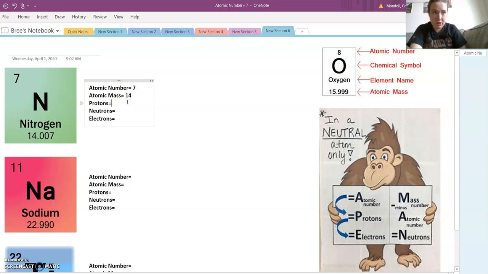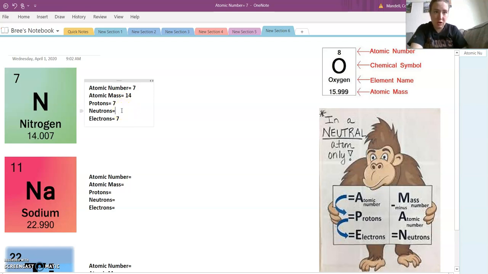Alright, now the hard part where I've got to do the APE Man calculations. So, for protons, let's see what I've got. If I look at my APE Man graphic, I see atomic number is equal to protons is equal to electrons. So, I can just take my atomic number, 7, and say, hey, that's protons, that's electrons. Because the atomic number tells us protons and electrons. Atomic number 7, proton 7, electron 7.